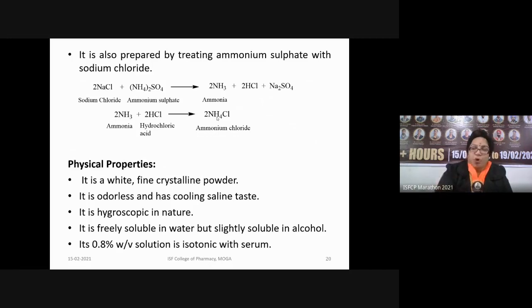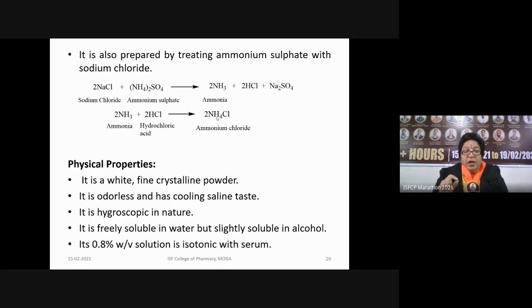Let us go into the physical properties of ammonium chloride. It is a white, fine crystalline powder. It is pure white in color, and when it is perfectly dry, you will get fine crystals of this. It is available as a crystalline powder. It is odorless. Odor means smell. If you smell it, there is no smell at all. It is completely odorless and has a cooling saline taste. Whenever you taste it, you will get a slightly saline taste.